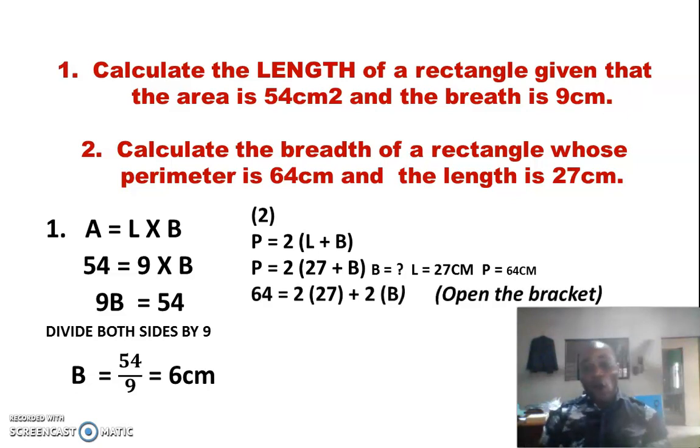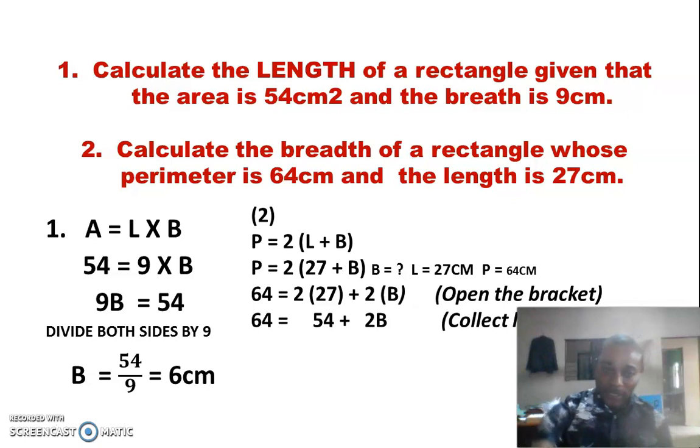Now open the brackets. So that means 2 multiplied by 27 plus 2 multiplied by b. Breadth is the unknown. Now opening the bracket now, we have 64 equals to 2 times 27 is 54 plus 2 times b is 2b.